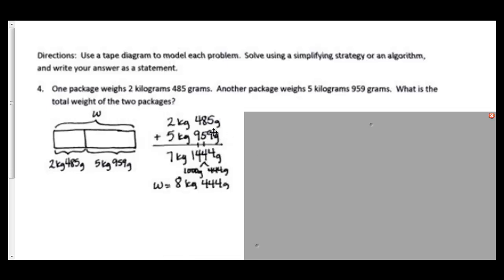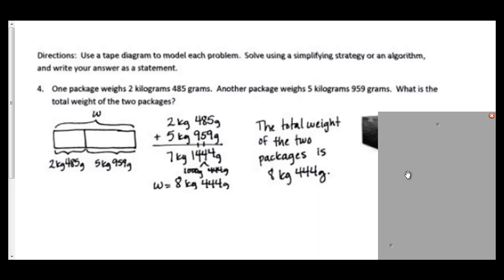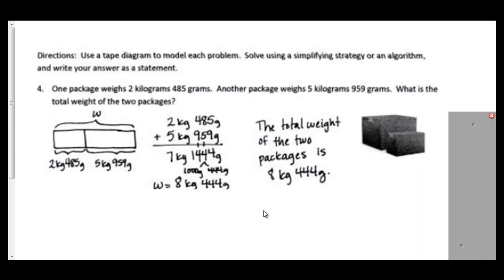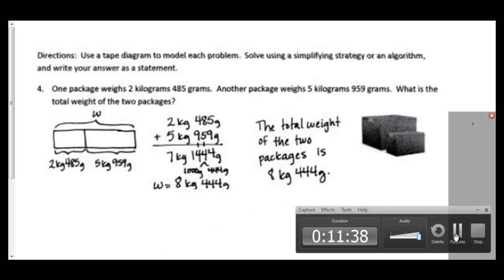Okay, so first I added together my grams and my kilograms, and then you can see that I ended up with more than 1,000 grams. So I separated that into 1,000 grams and 444 grams so that I can make this gram a kilogram. So my total was 4 kilograms, 444 grams. So the answer is the total weight of the two packages is 8 kilograms, 444 grams.